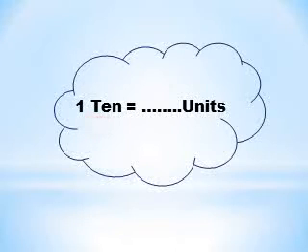You remember the bar of 10. It is made up of how many units? How many small units did I use to make one bar of 10? Yes, super. It is made up of 10 units. So 1 ten equals 10 units.